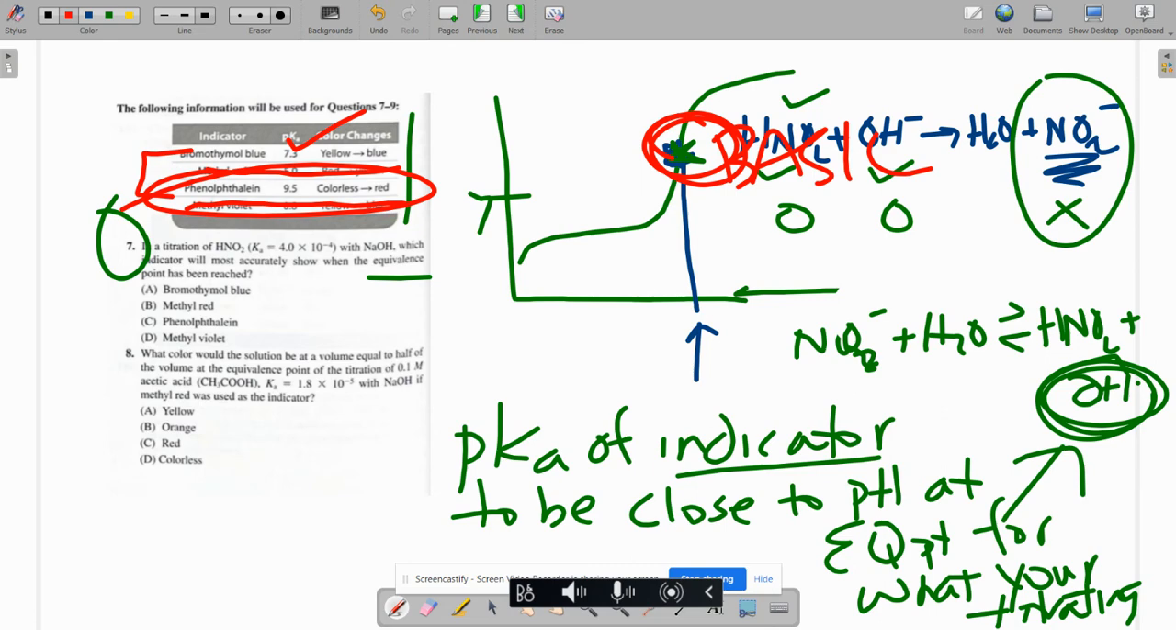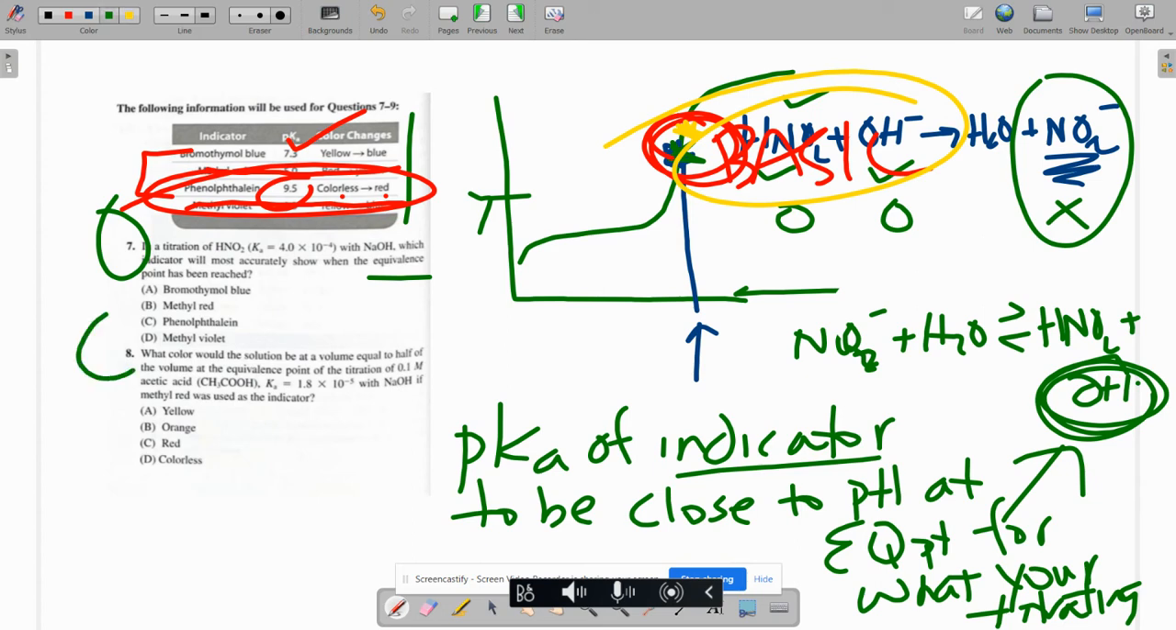That means phenolphthalein is going to be at its pKa, a perfect mixture of colorless and red at 9.5. That's probably going to happen, depending, it might happen right there, which is close enough, as close as we can get to this basic pH. So that's kind of what we're looking at there.